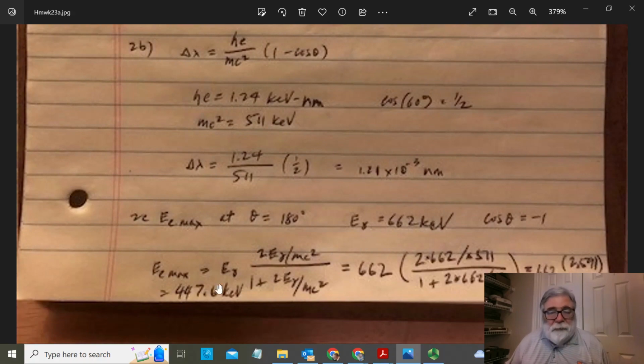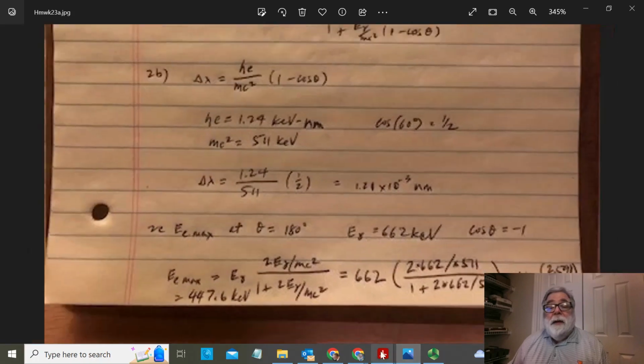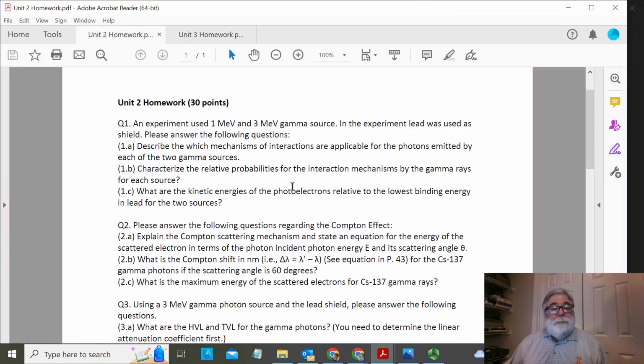I do this equation and I come up with 447.6 keV. So that's what I got for 2C. Okay, a straightforward way to do it, just having to know where to get the decay data for the photons from cesium-137.